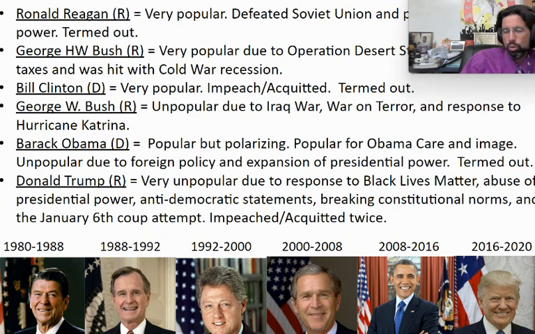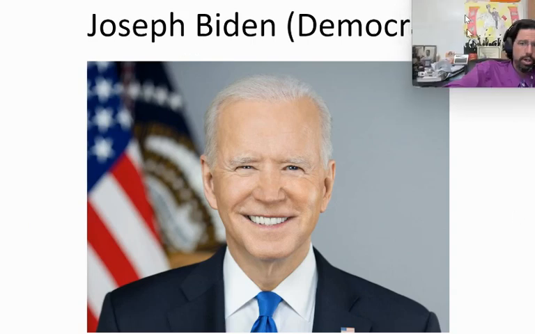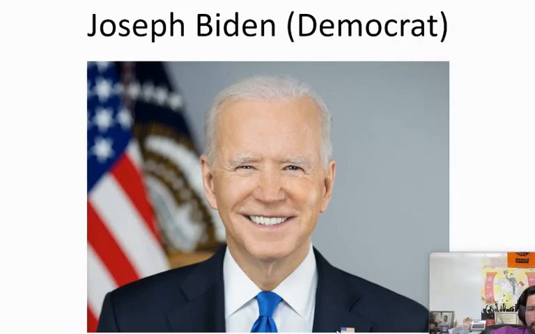Donald Trump was extremely unpopular, mainly due to his response to the Black Lives Matter movement, the abuse of presidential power, some of his anti-democratic statements, breaking normal constitutional norms, the peaceful transfer of power, and the January 6th coup attempt. He was impeached and acquitted twice and lost in the 2020 election to the current Democratic president, Joe Biden. Joe Biden is very unpopular as well, mainly due to questions about his cognitive function and his overall age.